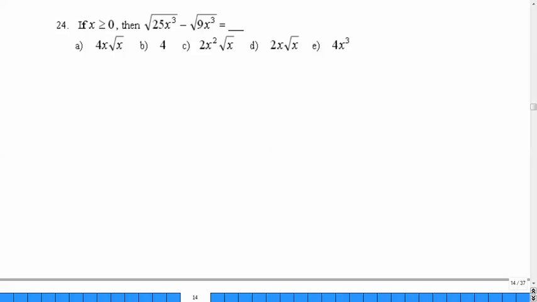Here we are working on the proficiency exam, SAT, ACT, a problem involving radicals, right? Number 24, if x is greater than or equal to 0, basically your x is positive or 0, then the square root of 25x cubed minus the square root of 9x cubed equals what? Okay, and obviously you are required to simplify your square roots.